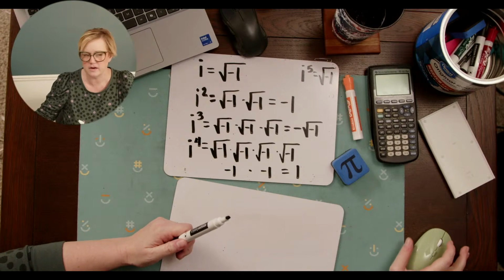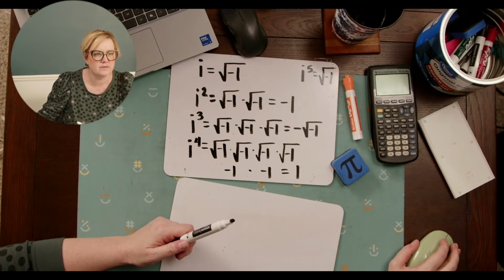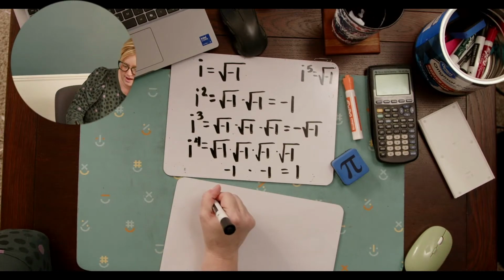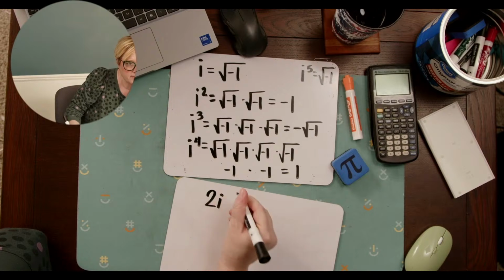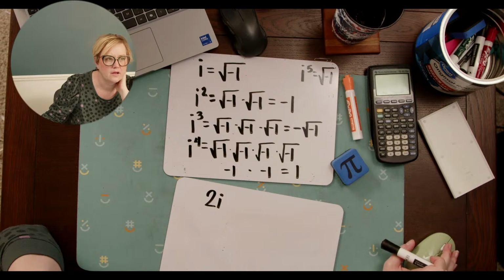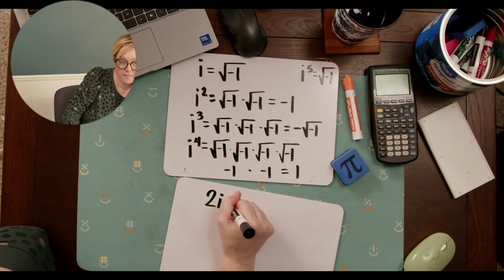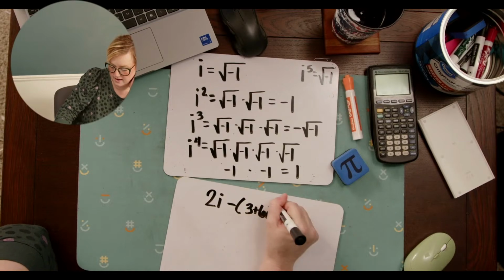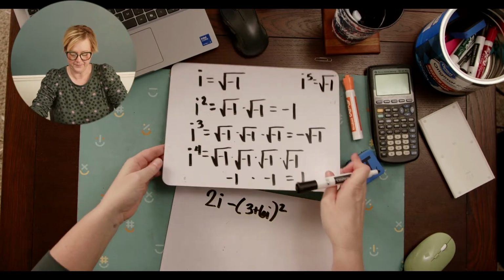Okay. So let's see. Oh, Dom, where did it go? Or not Dom. Dom didn't ask this. Let's see. Okay. So 2i minus 3 plus 6i squared. Okay.